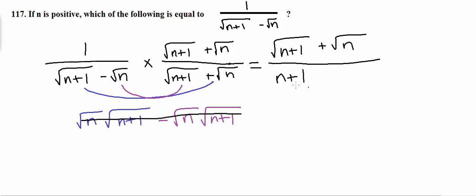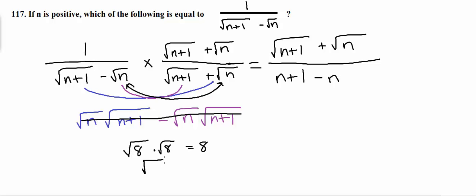Going back to our foiling, we already multiplied our first terms, and our outside and inside terms canceled. Now we multiply our last terms. We have a minus square root of n times a positive square root of n, and that just gives us a minus n. Remember, any time you multiply the square root of something by that same square root, you just get the number on the inside. If you multiply the square root of 8 times the square root of 8, you just get 8, because that is the square root of 64, which is 8.